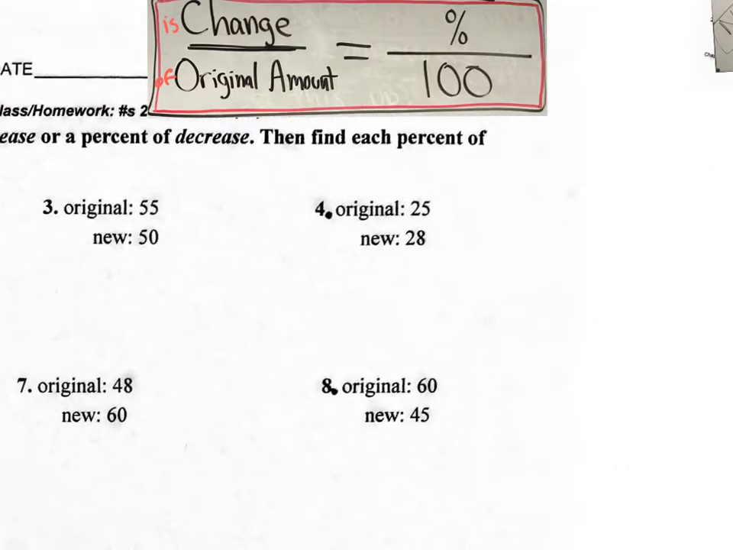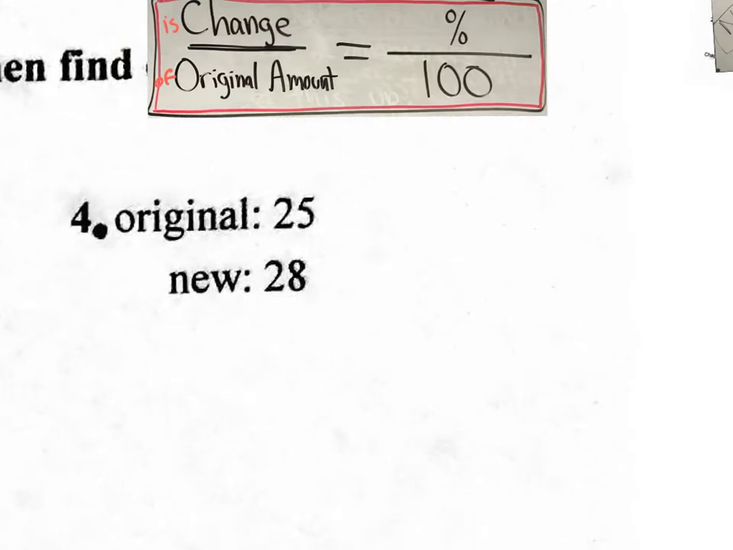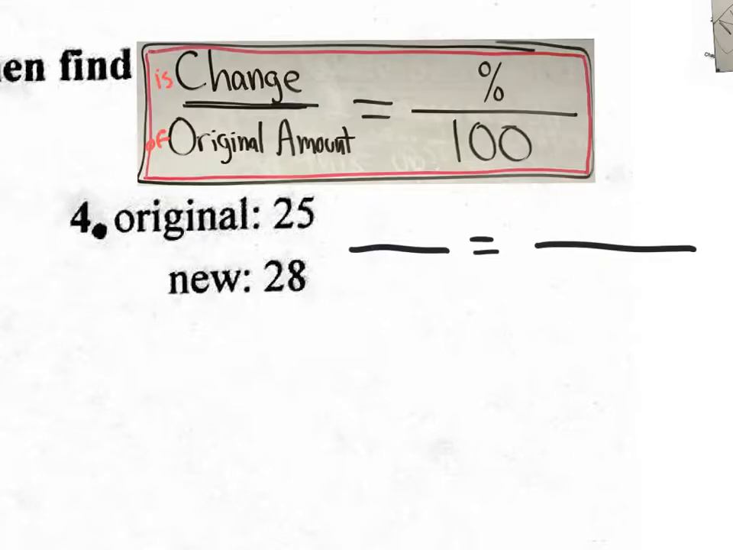Let's jump to one like number 4. The original is 25, the new price is 28. Let's set up our proportion. So what is the original that belongs down here in the denominator? The original is 25, that's right. So let's put 25 right here. Do we know a percent? We don't know the percent, but we know that it's always going to be over 100.